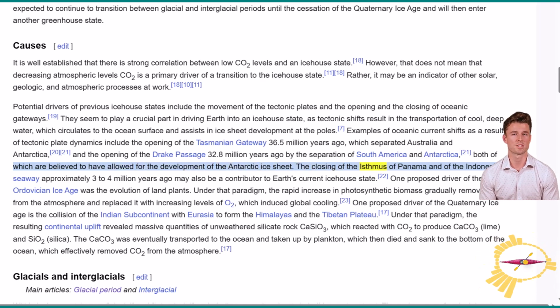The closing of the Isthmus of Panama and of the Indonesian Seaway approximately 3 to 4 million years ago may also be a contributor to Earth's current icehouse state.